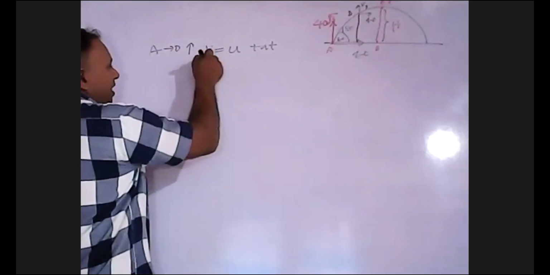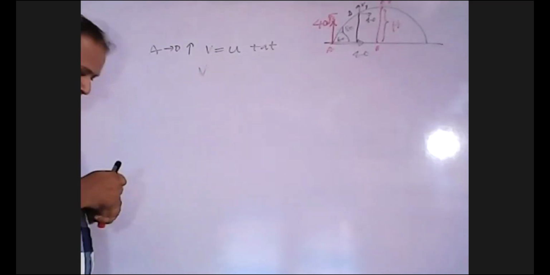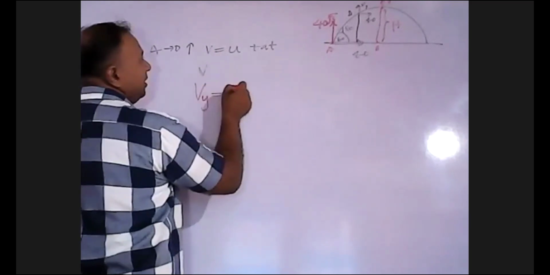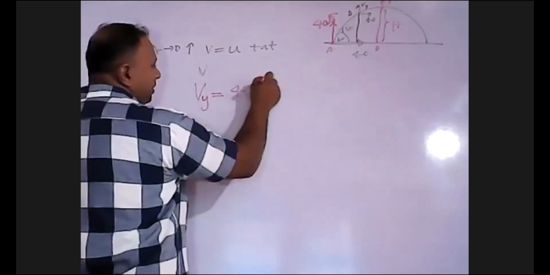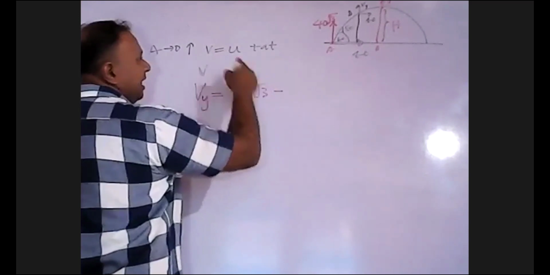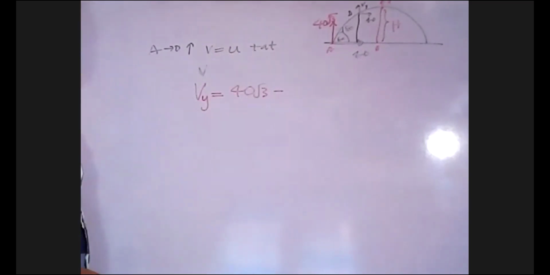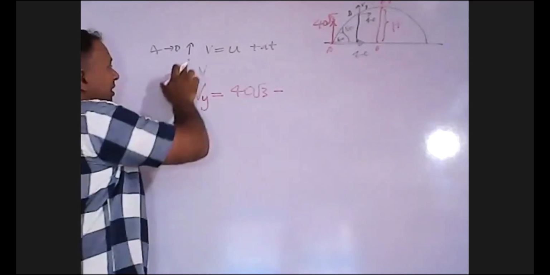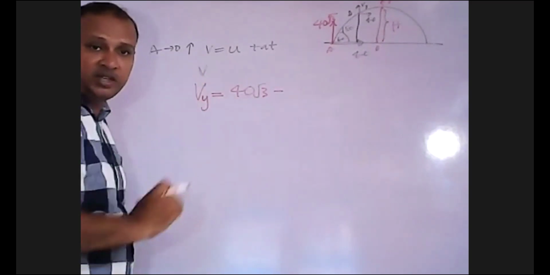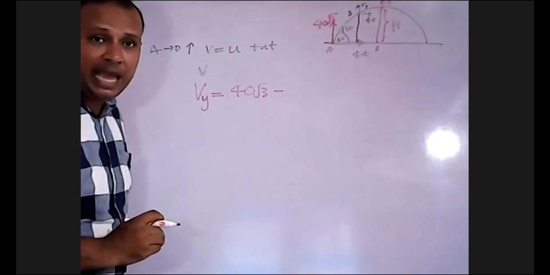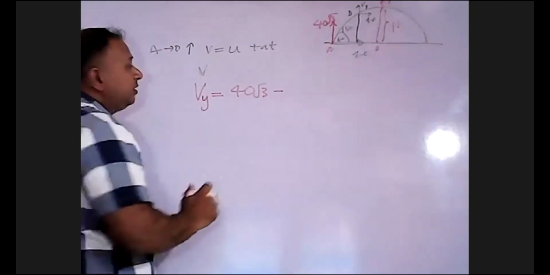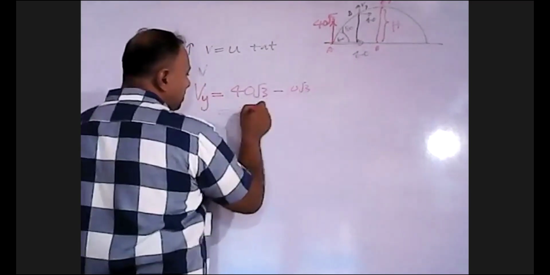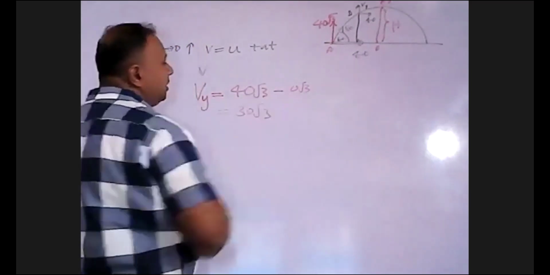So Vy is equal to the initial velocity 40 root 3 minus 10 times root 3. Because gravitational acceleration is in the downward direction and I am applying this in the upward direction, therefore 10 times root 3. Therefore, Vy is equal to 30 root 3.